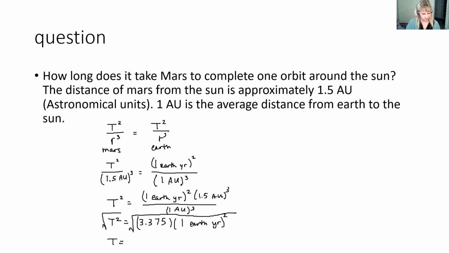The period for Mars: if I take the square root of 3.375, it's 1.84 Earth years. Again, it makes sense. Mars is a little bit further away from the Sun. It's going to take a little bit longer to go around the Sun.